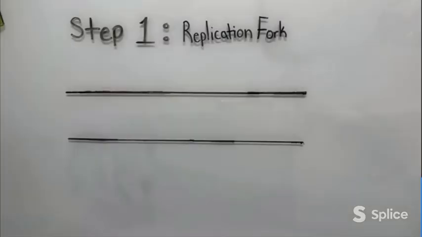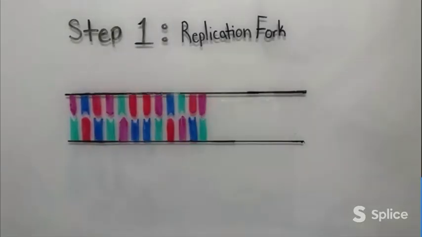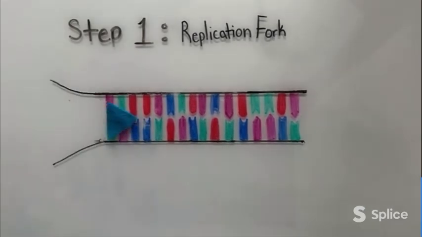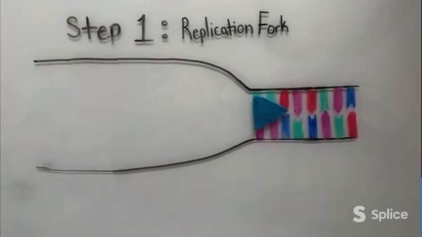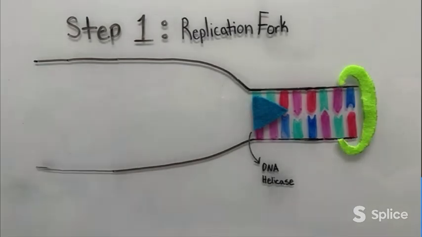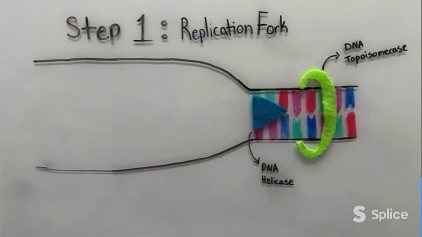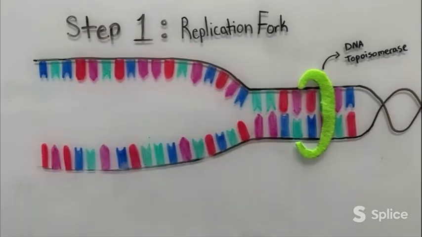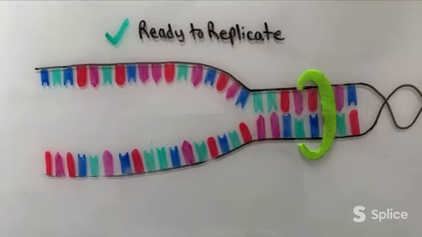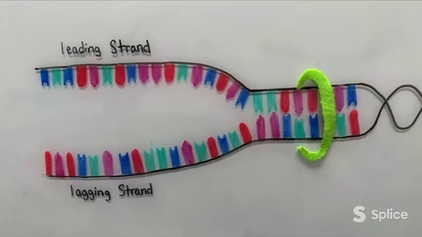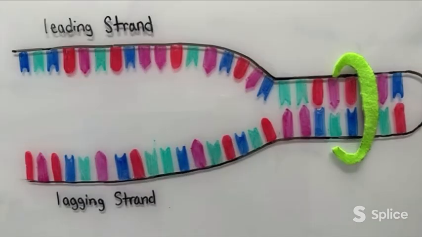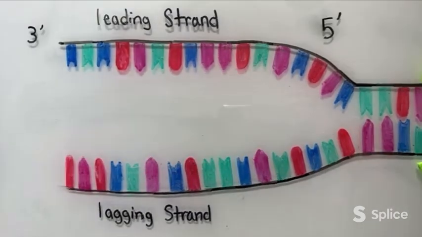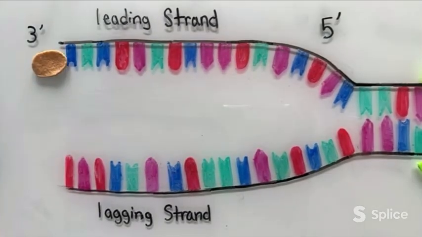The first step is the creation of a replication fork. DNA helicase, an enzyme, destroys the hydrogen bond between the bases and unzips the DNA. DNA topoisomerase, another enzyme, relieves tension ahead of the replication fork by untangling the helix. Now, DNA is ready to replicate. DNA replicates in 2 different fashions, the first of which is a leading strand, and the second of which is a lagging strand. Now, we'll focus on the leading strand.